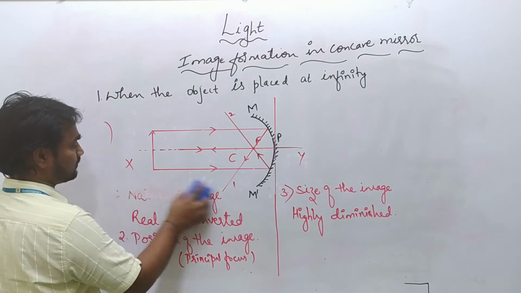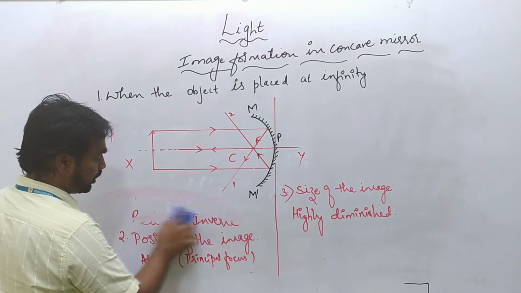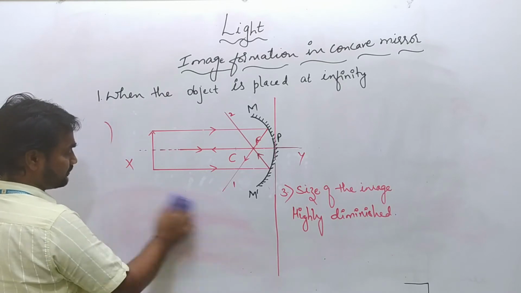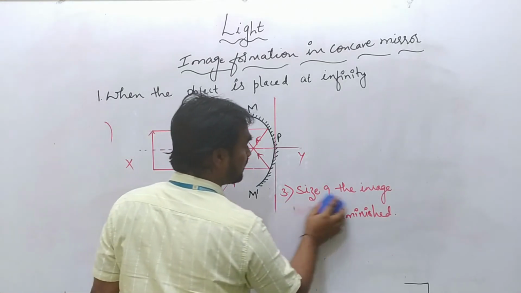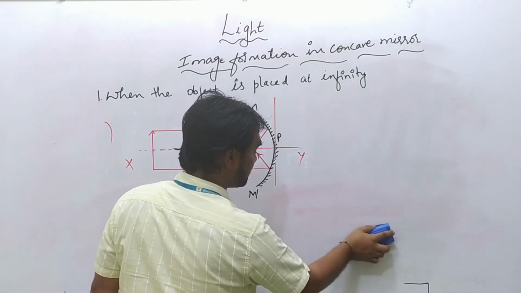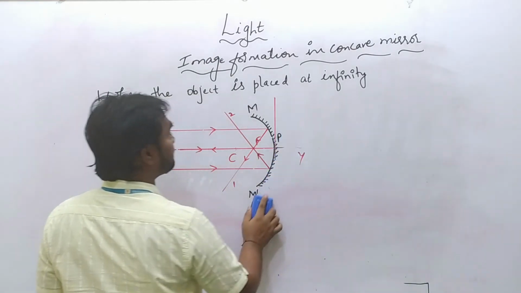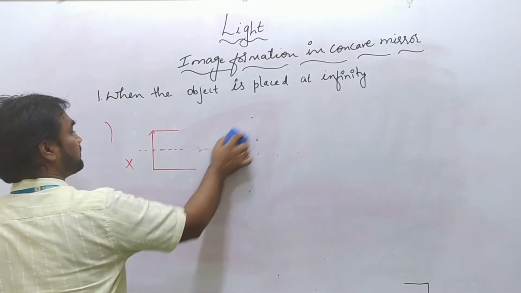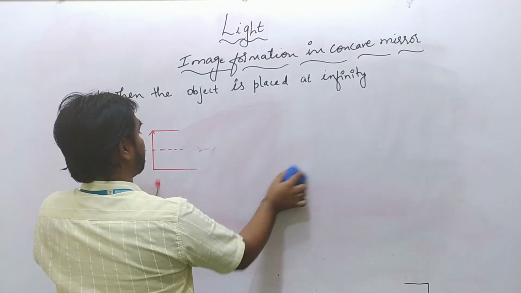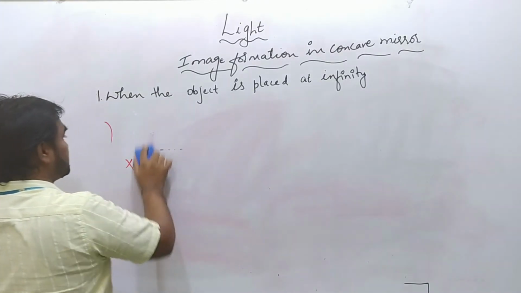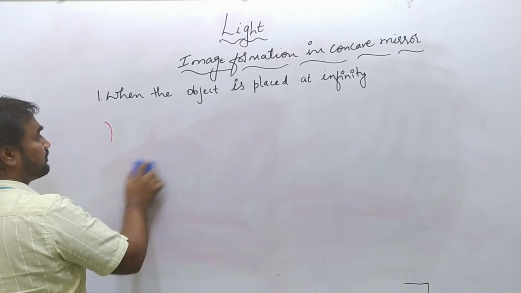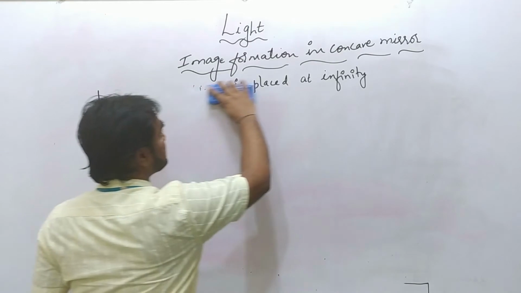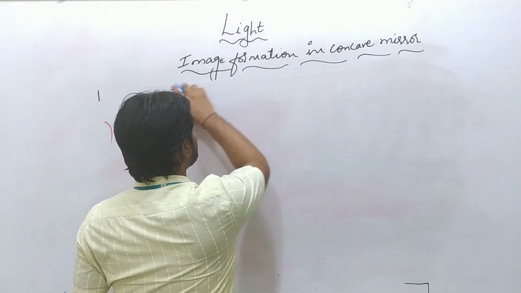Now, the second one. Remember that these 3 points, the nature of the image, position of the image, and size of the image, are what you should write after drawing the ray diagram. At the end, you will see it in a table. This is the first one. Now the second. Now the first position we have seen. I said that there are 6 positions, right?